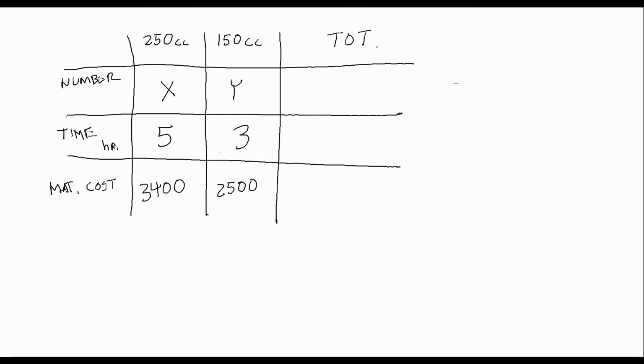Now we can write down some totals. For example, the total number of motorcycles we're going to make is X plus Y. Then the total amount of time that we would spend: if we made X 250s and Y 150s, the total amount of time would be 5 times X plus 3 times Y. That's how these things are defined. 5 motorcycles times the 5 hours it takes to make one is the total amount of time to make 5 motorcycles.